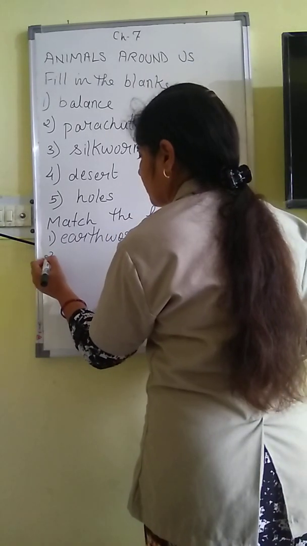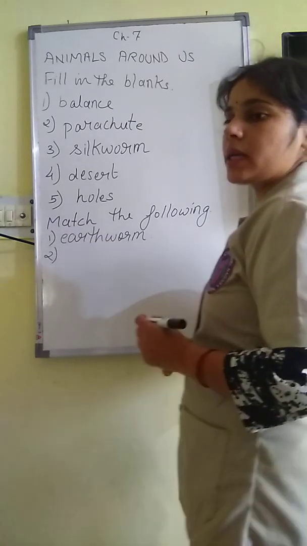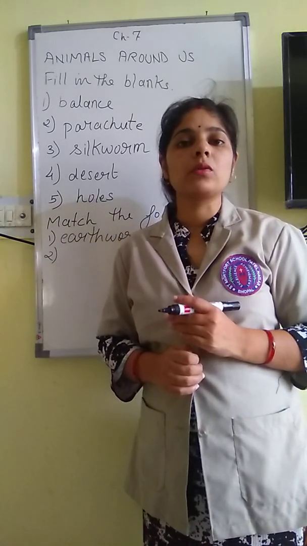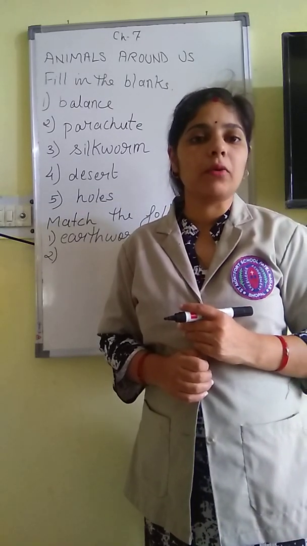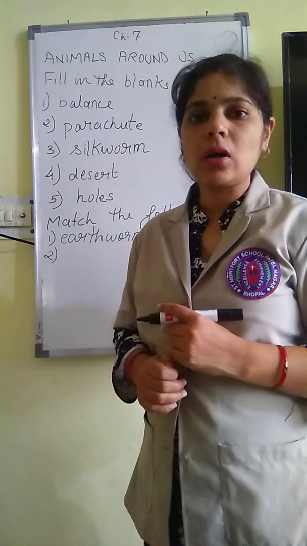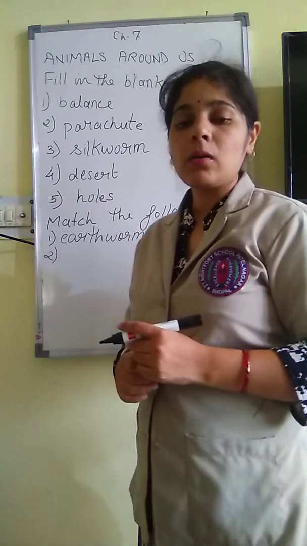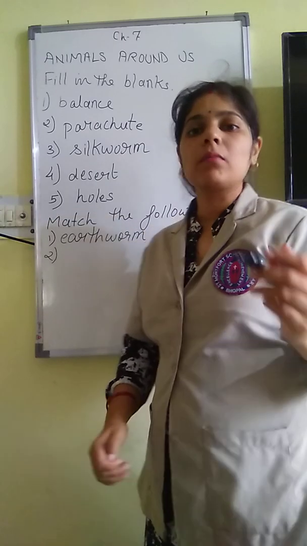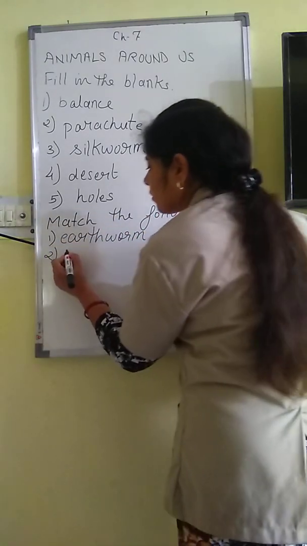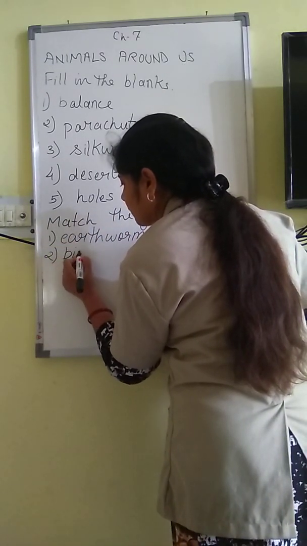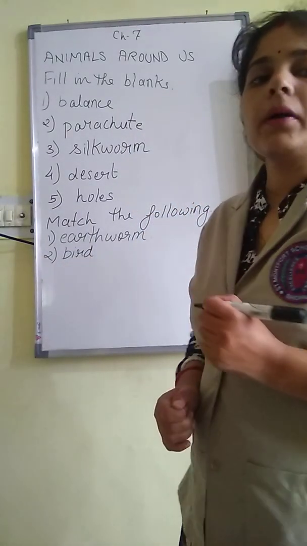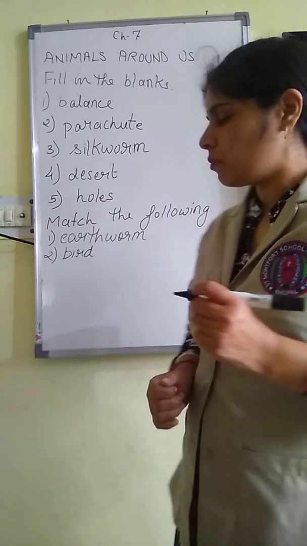Second one is hollow bones. Hollow bones means the bones which are empty from inside. So which animal has a hollow bone? The animal which flies has a hollow bone. So here the animal which flies is the bird. What will you write there? Bird. So who has a hollow bone? Bird has a hollow bone.